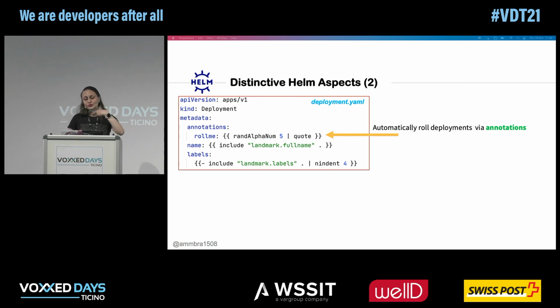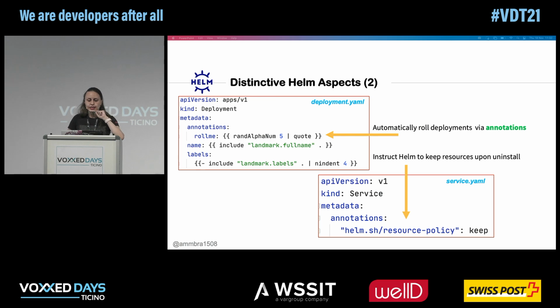And moreover, if you automatically roll deployments via annotations, maybe sometimes you just realize that, hey, I should keep some resources because they don't change across the deployments. We don't need to go with that. We can keep them stable, like in the case of the service. So for example, if I would do Helm uninstall on my charts, this service here that has the annotation to keep the resource policy will stay there upon me issuing uninstall. The rest of the resources will be gone, but I can keep it. I don't know, maybe I can use it in the future.